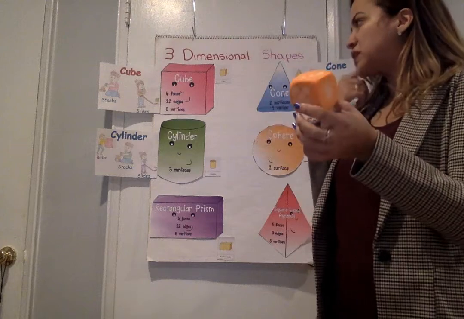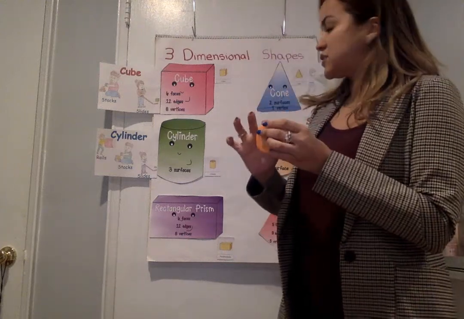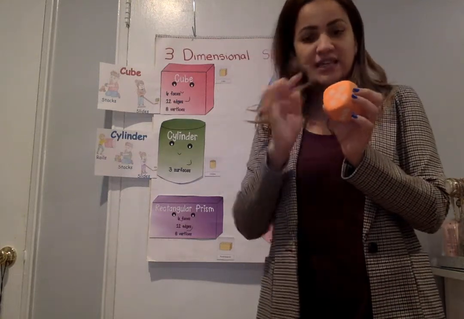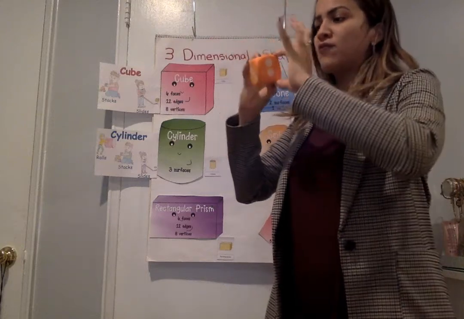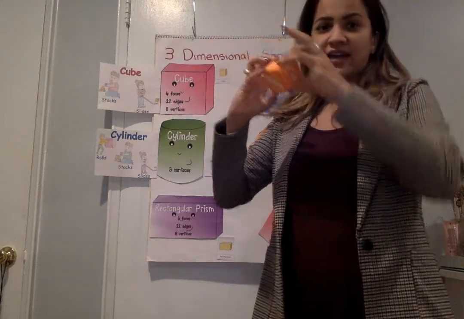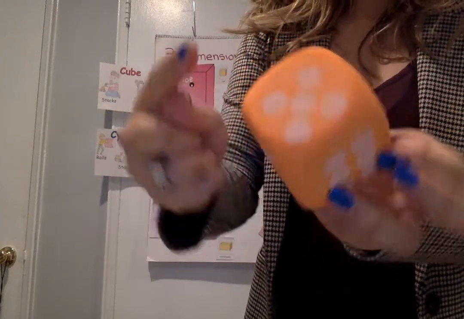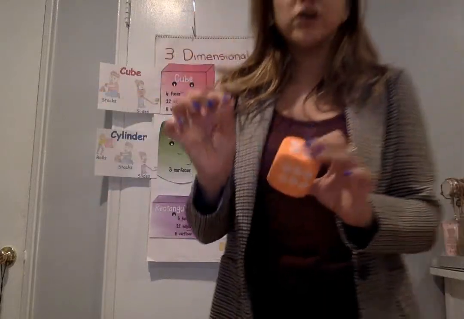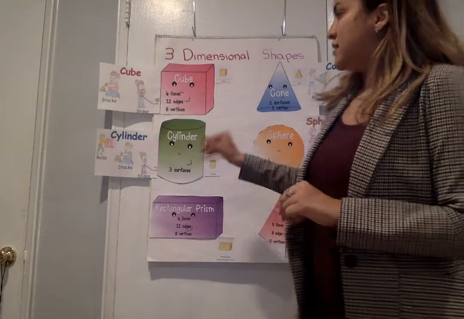What other attribute does it have? We have vertices, which are the corners. 8 vertices, which are the corners. So 1, 2, 3, 4, 5, 6, 7, 8. They're the little corners.